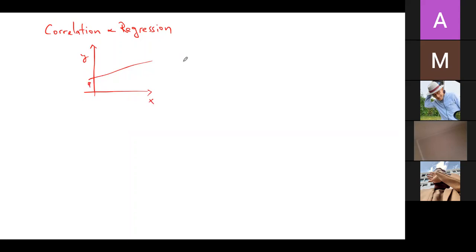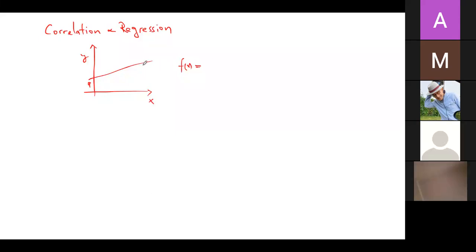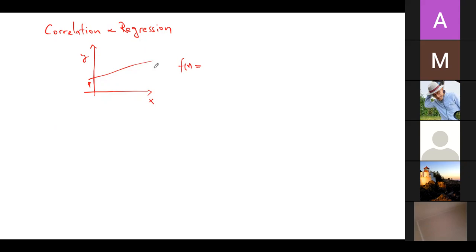The function of this graph, f(x), would be equal to what? Do you remember from your math classes in high school how you formulate the function here? Slope 2 minus slope 1. f(x) is equal to mx plus y. This is A here. A is where the line crosses the y-axis.